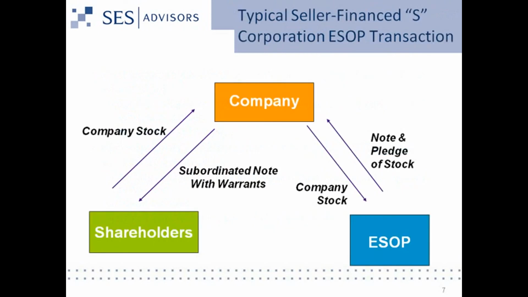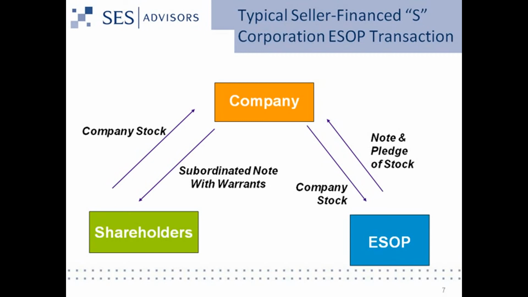So let's see a little remedial ESOP transaction structure here. Here is a diagram of what we see as a typical seller-financed ESOP S corporation transaction. We may be getting some cash from a third party like a bank, and so some of the company stock that the company is redeeming from the shareholders may be paid for with cash, but most often what we're doing is we are redeeming at least some, if not all, of the company stock through the company delivering a subordinated note with warrants attached to the selling shareholders, and then typically the company is separately perhaps issuing stock, newly issued shares to the ESOP in exchange for a note from the ESOP.